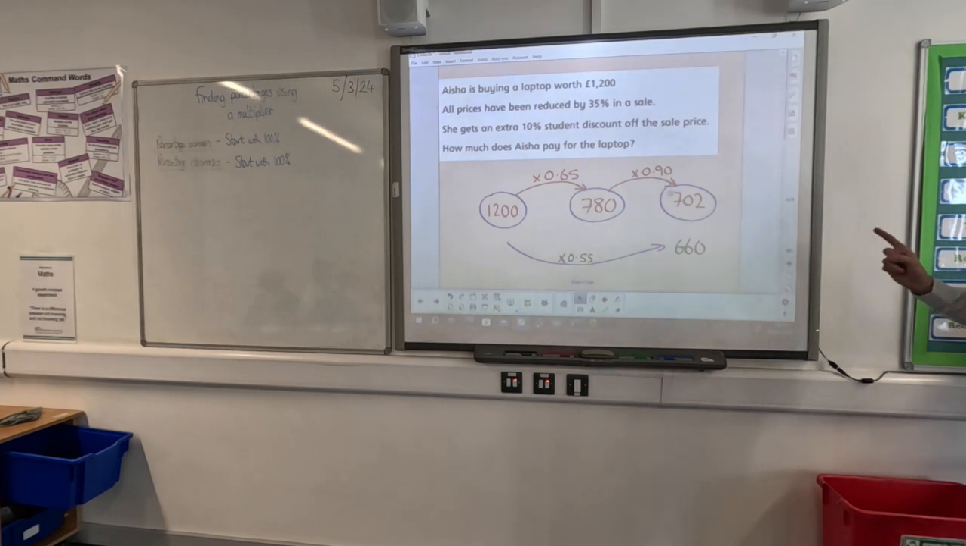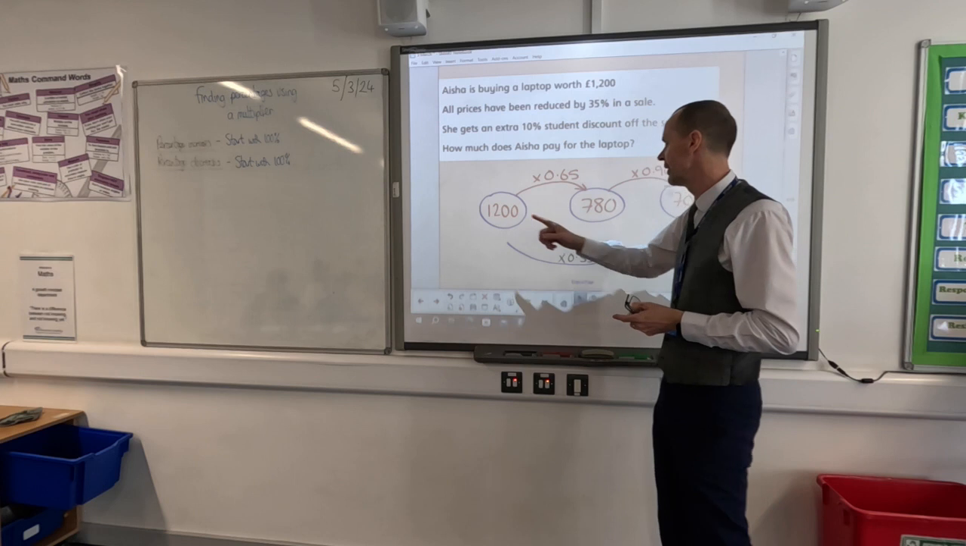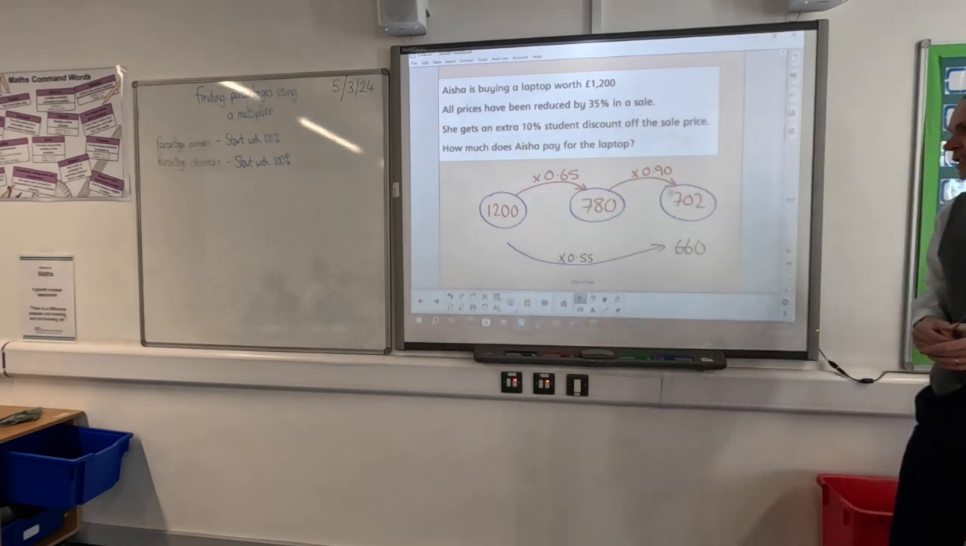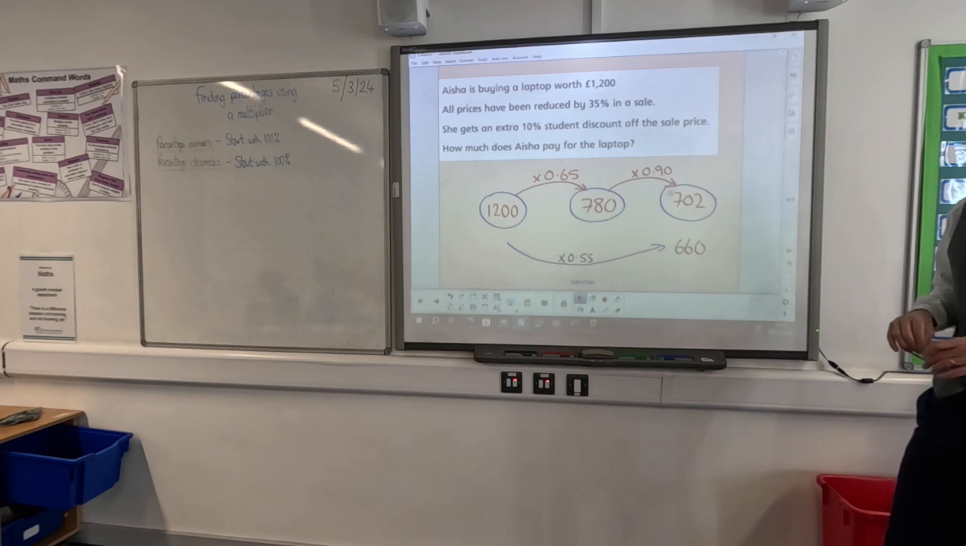So if we'd just done a 45% decrease, we would have got the wrong answer because we're taking away too much. The 10% decrease was not 10% of this, it was 10% of that. So the two changes together are not the same as 45%. And if you remember nothing more this lesson, remember that when you have multiple percentage changes happening, you've got to work them out separately.